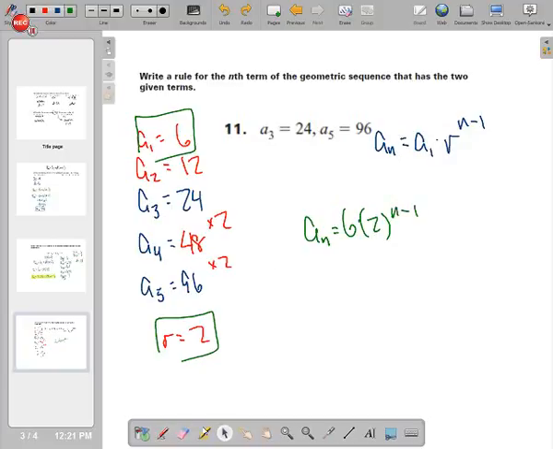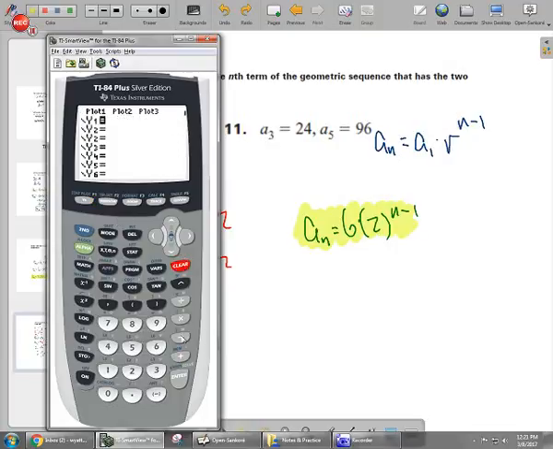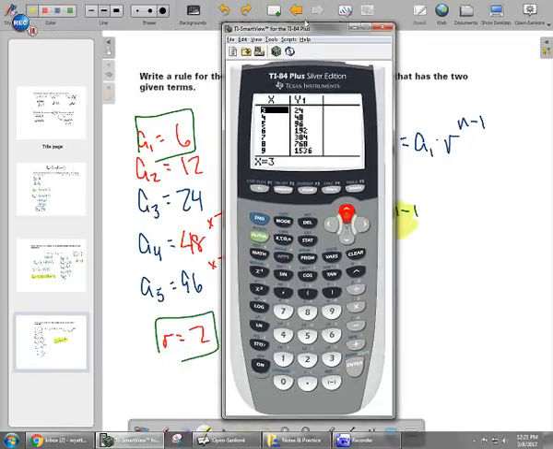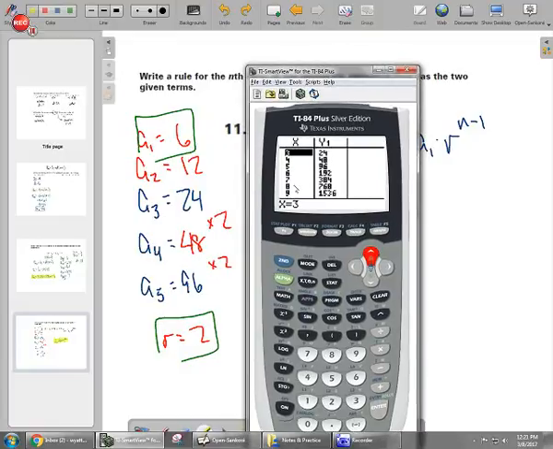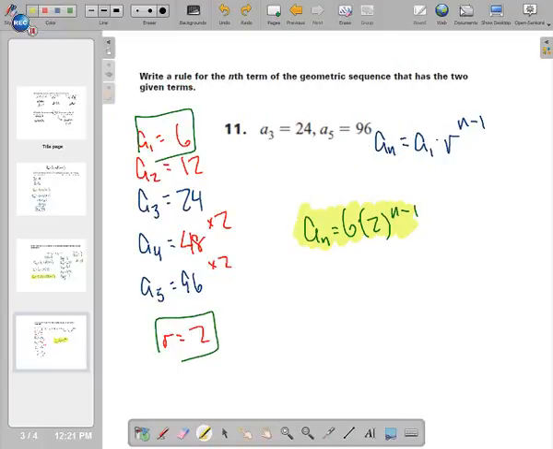But again, it's important that you go back now and look at this and see, does that actually fit the information that they gave me? So if I come into my calculator and type that rule in, 6 times 2 to the (x minus 1), do I get the terms that they said I should? A sub 3, a sub 4, a sub 5, I know. A sub 3 is 24, good. A sub 4 is 48, good. A sub 5 is 96, awesome. And if I scroll up just to make sure, a sub 1 is 6. So I have all my terms, that means I have my rule.